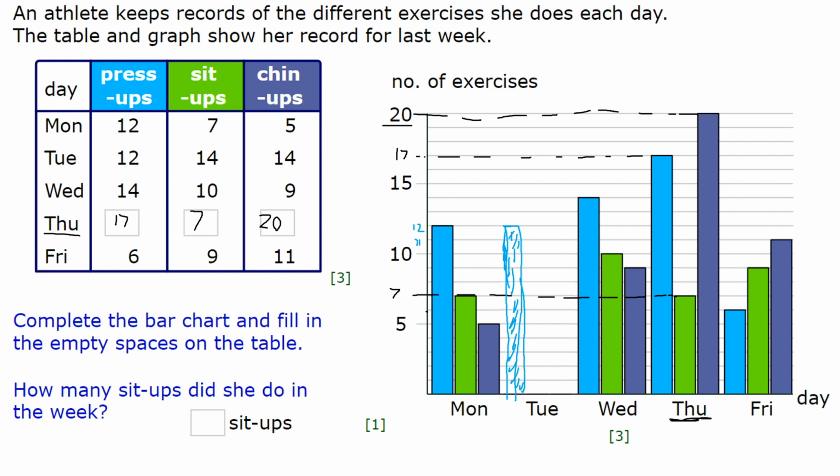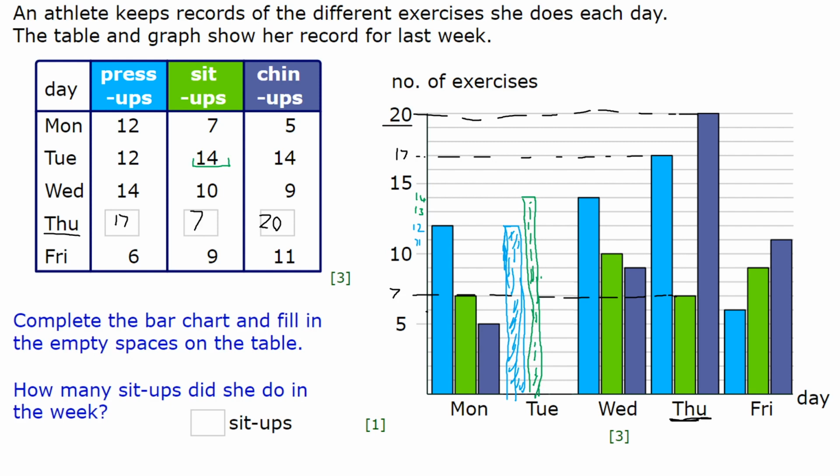Now let's go over sit-ups. For sit-ups, you know that she did 14. So let's go to 14. This is 13, this is 14. You guys have rulers. I am using keyboard and mouse, so yours will look so much better than mine. But that is what a bar chart to represent the sit-ups she does on Tuesday looks like.